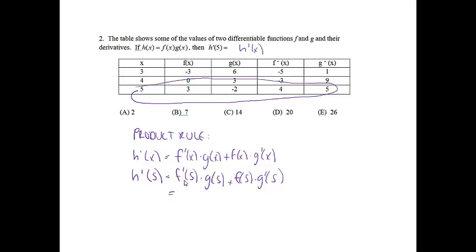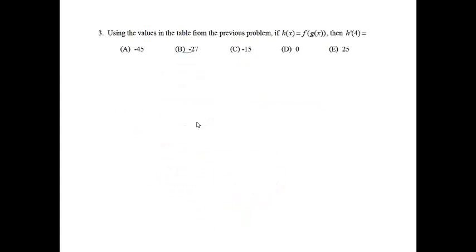So this will be f prime of 5, so the derivative at 5 is 4, times g of 5, which is negative 2, and then plus f of 5, which is 3, times g prime of 5, which is 5. So now I'm going to have negative 8 plus 15, which gives me 7, which is option B.